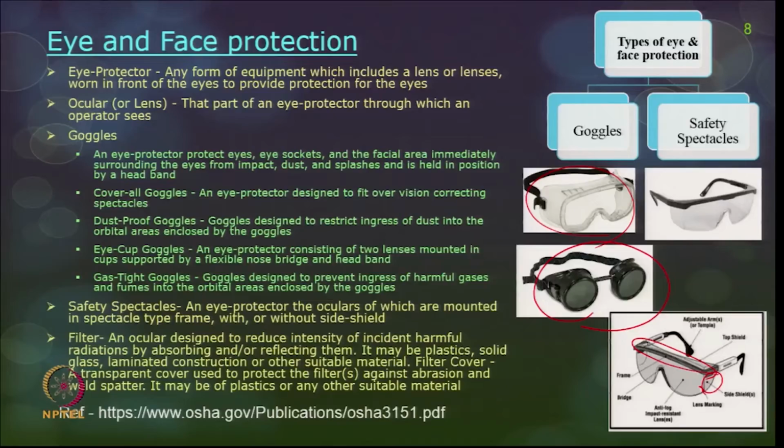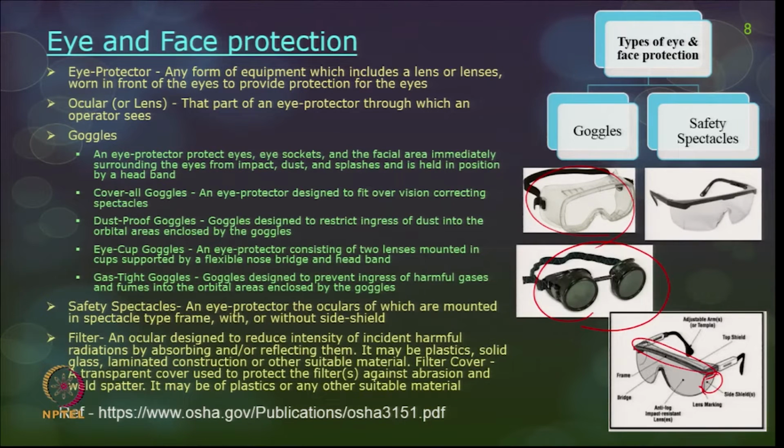The next one is safety spectacles. This is an eye protector with the oculars mounted in a special type of frame, and it comes with or without side shields. Okay. So, these safety spectacles can come without the brim and the side shield, and can come in any forms. The next is filter. Sometimes you also have a filter, through which you can see the objects properly.